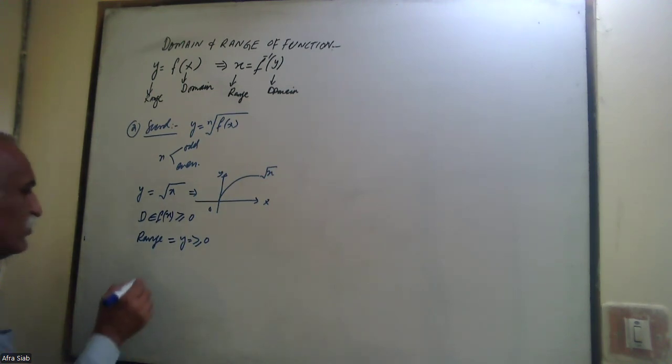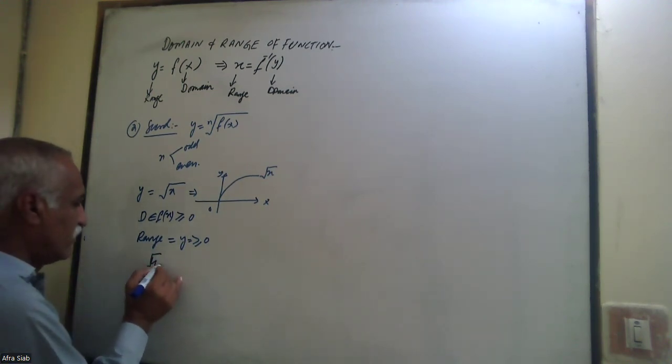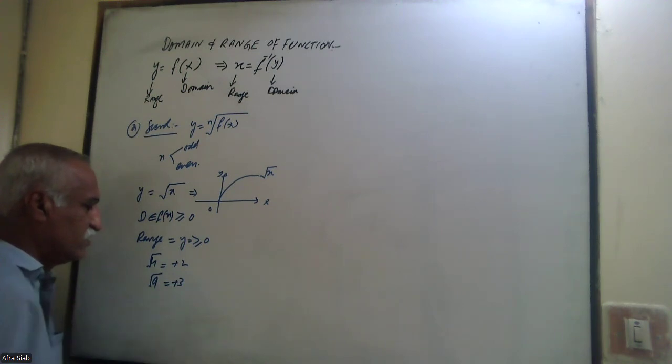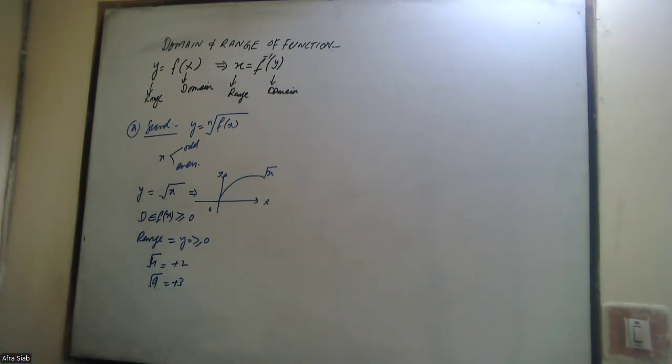Why? We know that the square root of 4 is positive 2. The square root of 9 is equal to positive 3. So you have seen that in the square root, only the positive value will be taken, and it will be positive 2 and positive 3 for 4 and 9. So when f of x is greater than 0, then the base is also greater than or equal to 0.